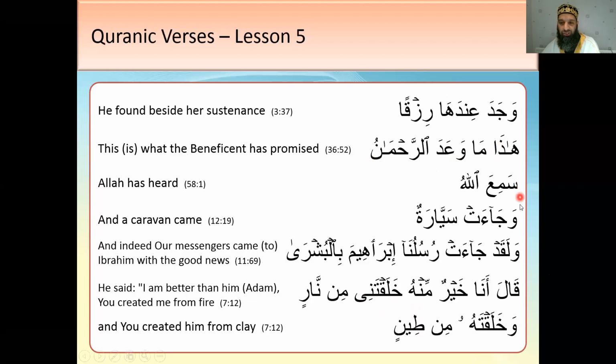Let's just do this one, because I think we need to move on. Sami'a means he heard. Allahu, Allah is the subject. Allah heard. Because Allah is doing the verb. Allah is marfu, and the doer of the verb is always marfu. So Allah is doing the sami'a. So sami'a Allahu, Allah heard.